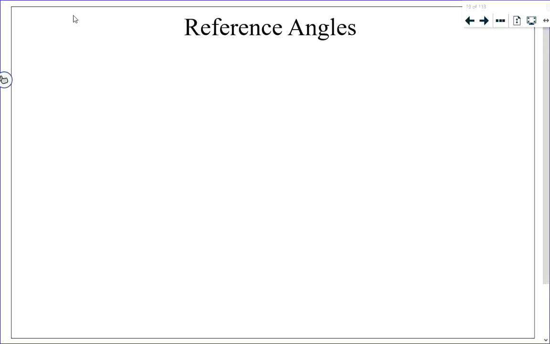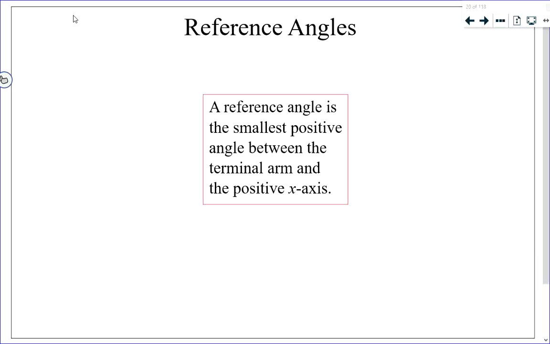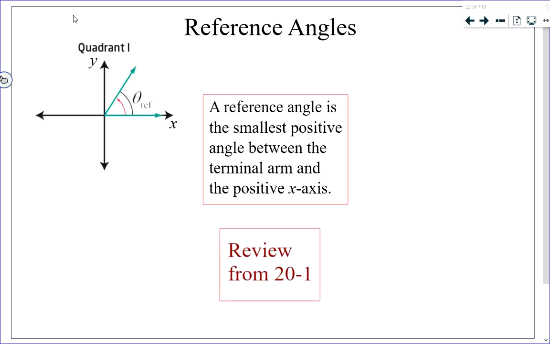Reference angles, also an idea from Math 20-1. However, it's an important idea that we continue to apply in 30-1. A reference angle is the smallest positive angle between a terminal arm and the x-axis. And I want to make something clear here. It has no direction. A reference angle is just an angle. If you have a terminal arm in quadrant 1, then the reference angle is what's indicated there by that black arc. Do not worry about the red arc just yet.